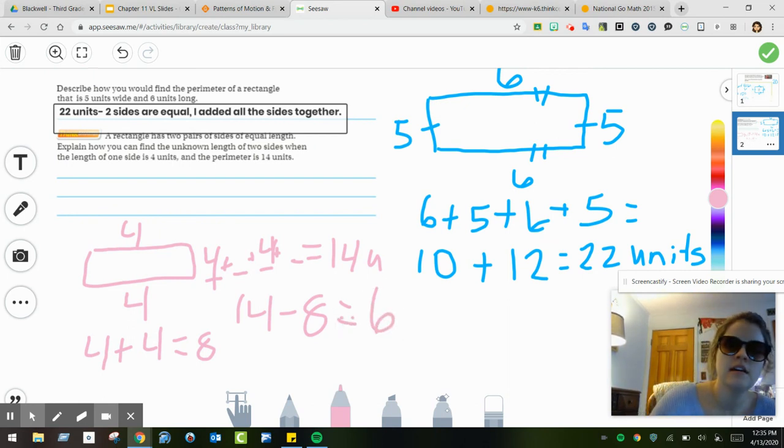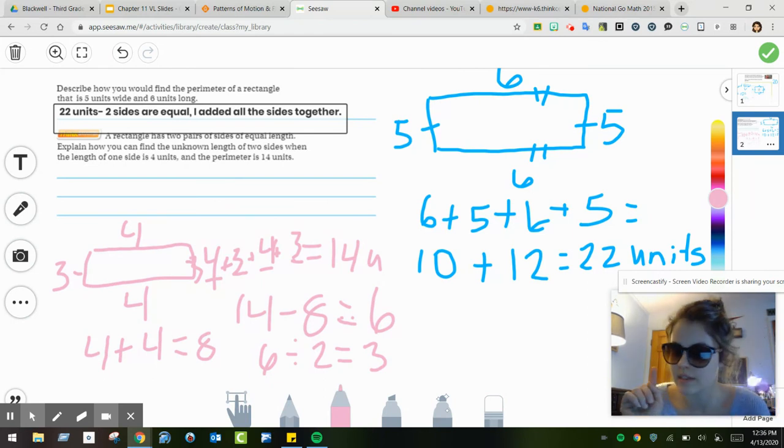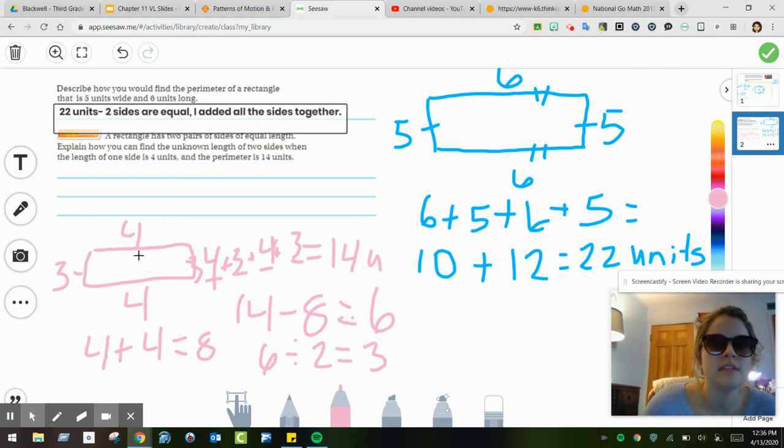Yes, it's 6. Well, since there's 2 that are going to total 6, I need to divide that into 2. 6 divided by 2 equals 3. So that means each of these sides are 3. So I could add up 4 plus 3 is 7, plus 4 plus 3 is 7. 7 plus 7 is 14 units. The way I did this is I added up my 2 sides I knew, subtracted it from my total perimeter, and then divided that difference by 2 to figure out the 2 different sides.